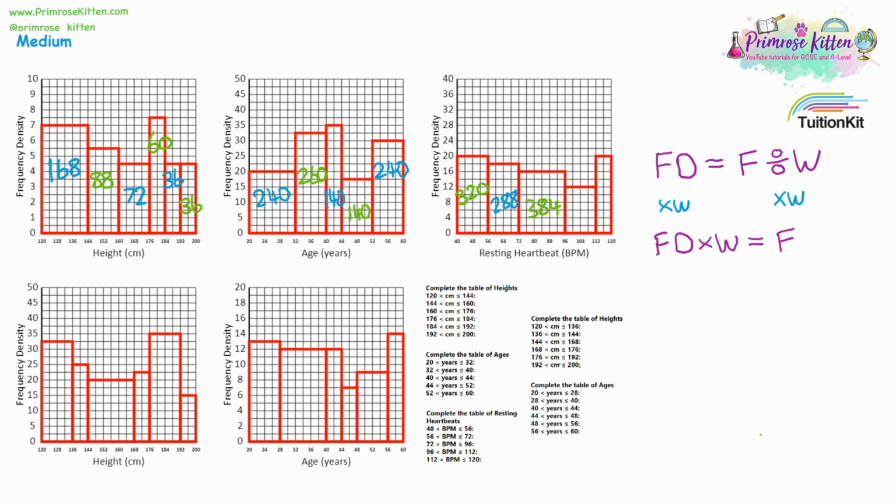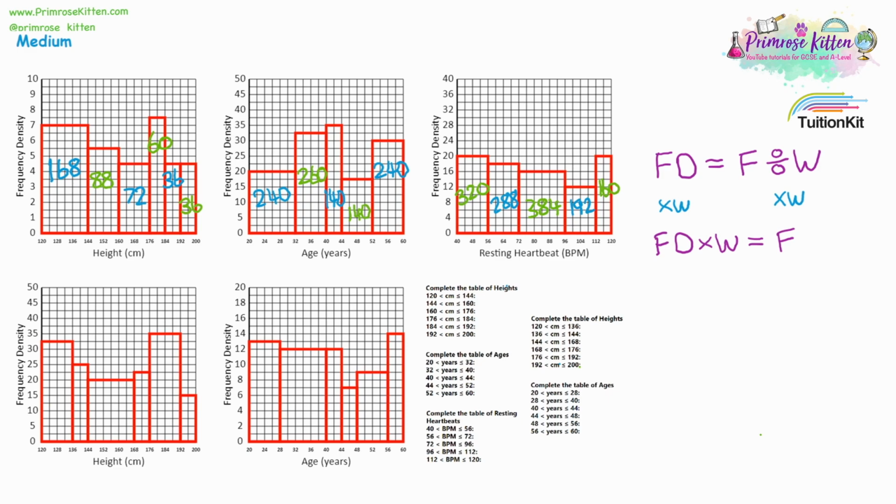The next bar is in between 96 and 112. That's a width of 16. Multiply it by the height, 12, and we get 192. The final bar has a width of 8. It has a height of 20. 8 times 20 is going to give us 160.